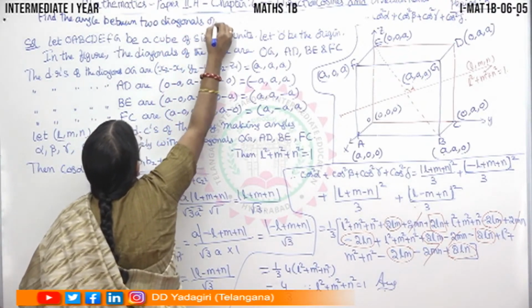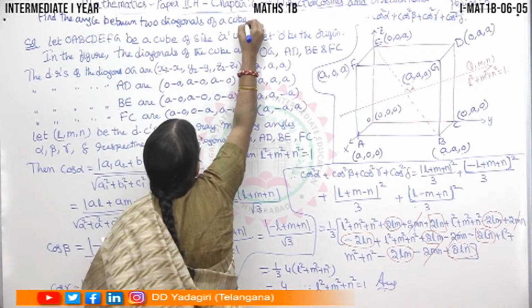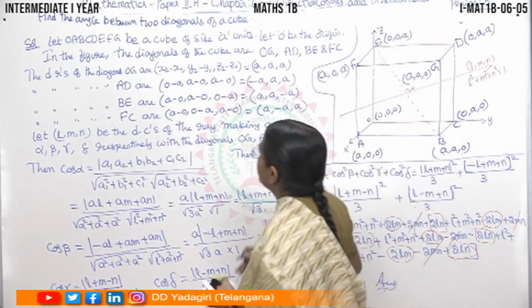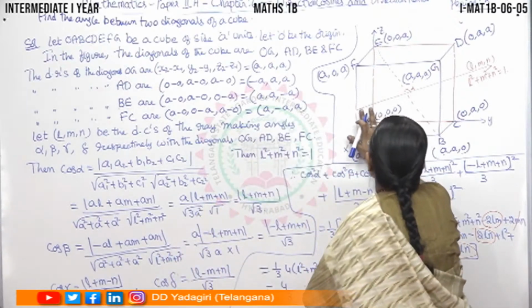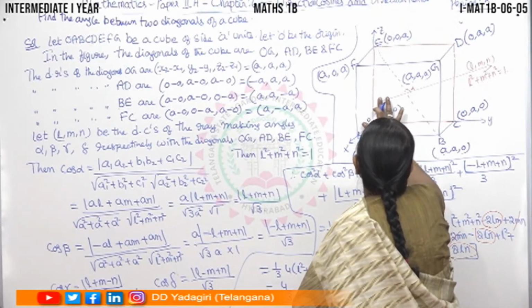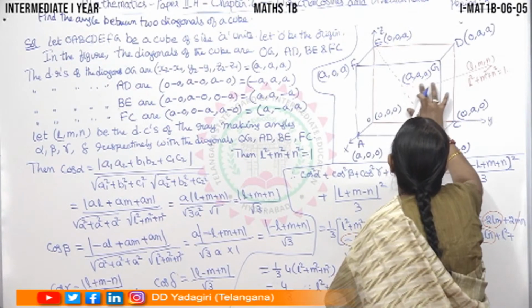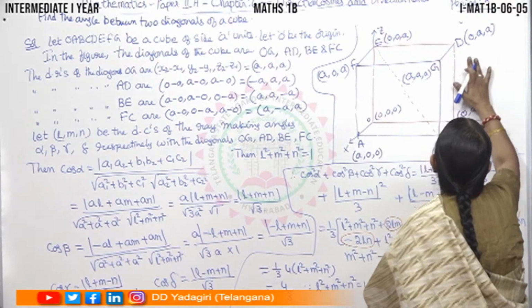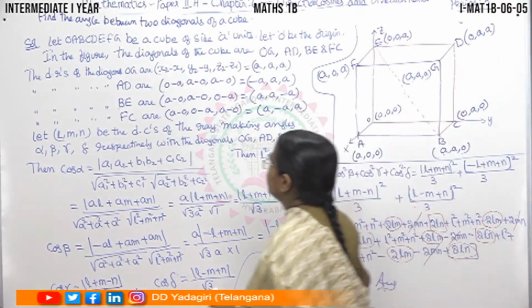Two diagonals of a cube. So this is the problem. What we do is, we'll just take the same figure. Again you draw the same figure. You don't need this ray now. So this is the figure.